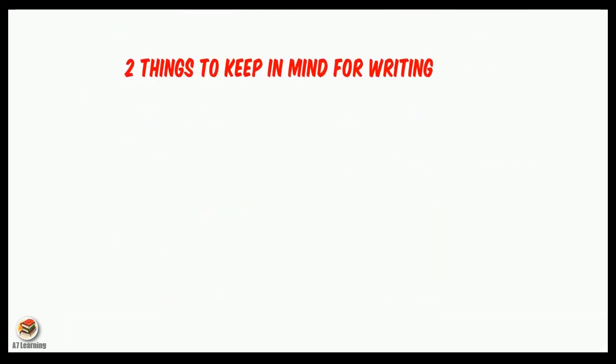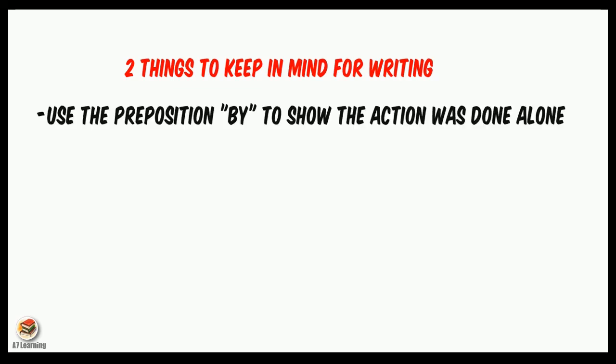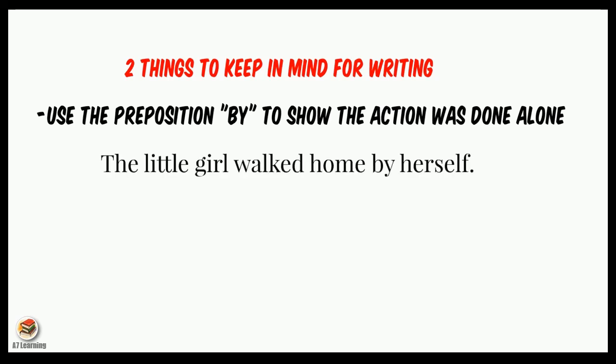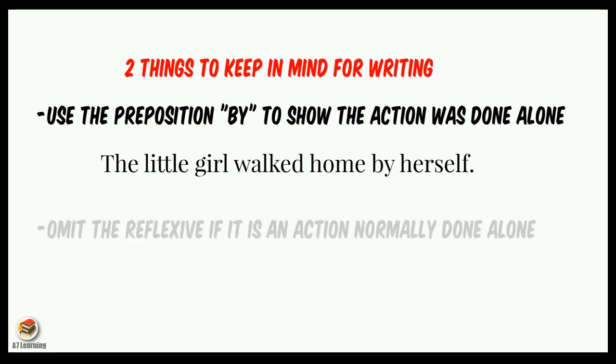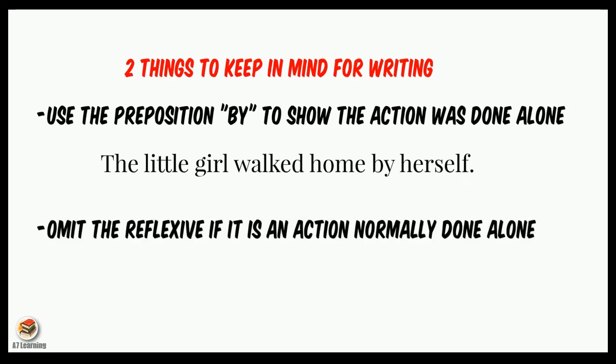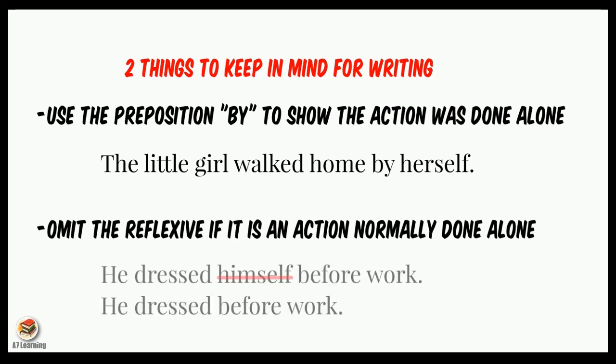There are two things that you want to keep in mind when you're writing using the reflexive pronoun. The first is that we use the preposition by to show that the action was done alone. For example, the little girl walked home by herself. She walked home alone. We also omit the reflexive pronoun if it is an action normally done alone. Here we have two different sentences. He dressed himself before work. We cut out himself, so we just say something like this. He dressed before work.